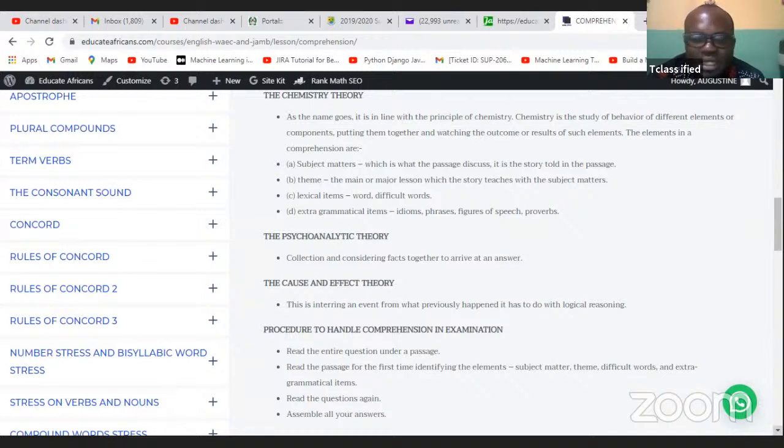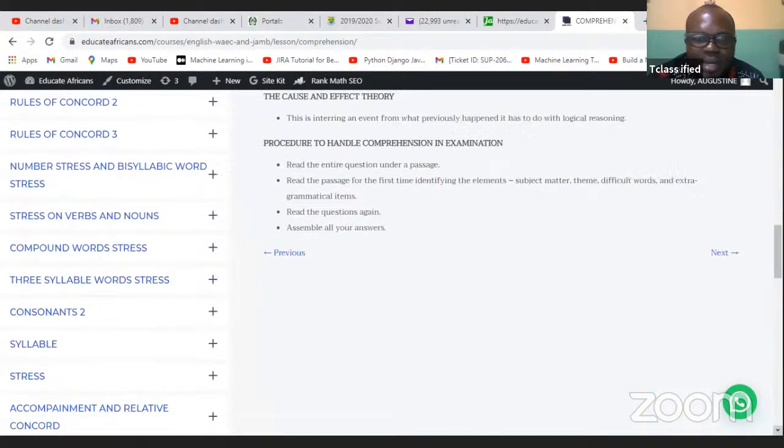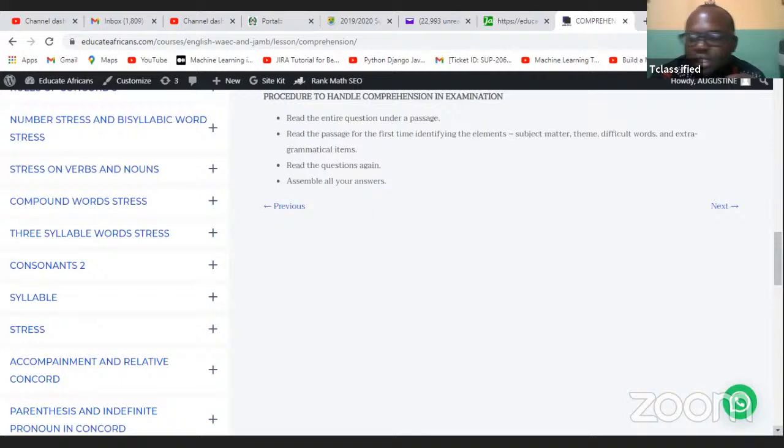Now, what is the procedure in handling your comprehension? When you see your comprehension passage, how do you go about attacking it so that you can get the most out of your work? Number one thing is that you read the entire question under a passage. That's the first thing you do. So once you open up your comprehension, I will differ a little bit from what I just wrote on your slide.